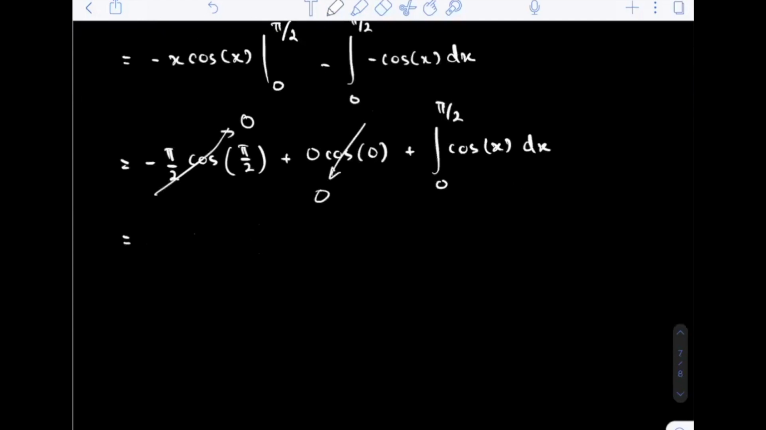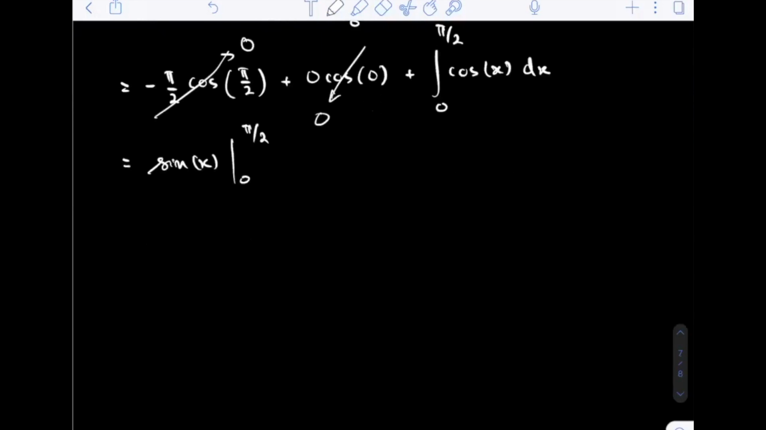And the antiderivative of cosine is sine of x, evaluated at 0 and pi over 2. So you have sine of pi over 2 minus sine of 0. And sine of pi over 2 is 1, and sine of 0 is 0. So this is equal to 1 for the answer.